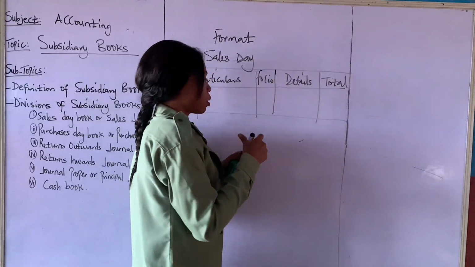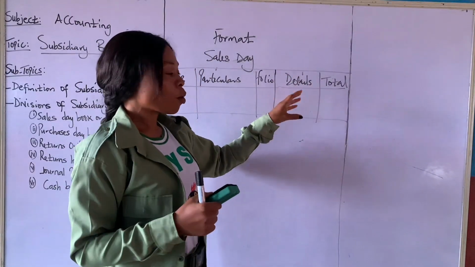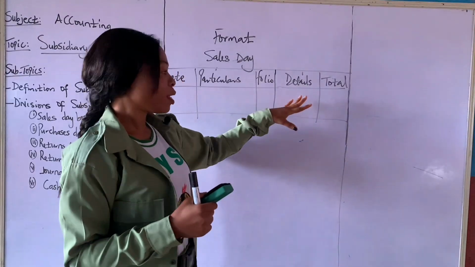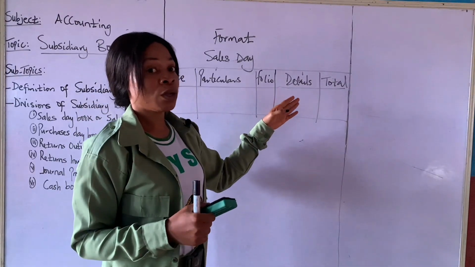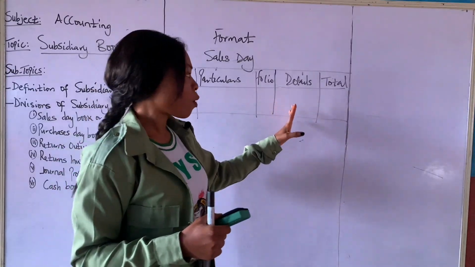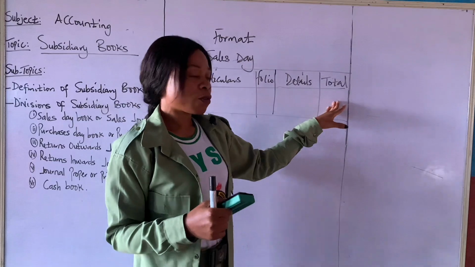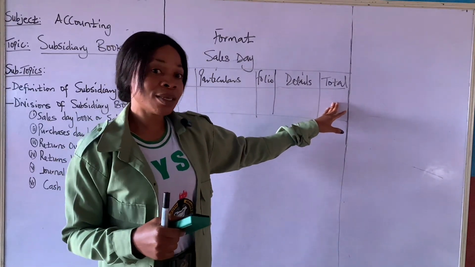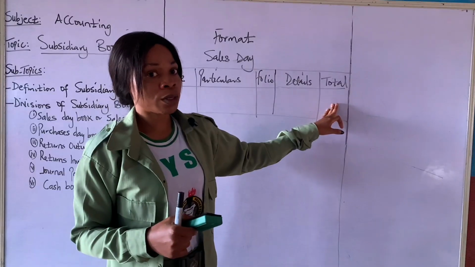While the details will display the sum of each transaction that really happened. In a situation where some discount was given, it will also reflect here. Then after the discount has been deducted, it will be posted under the total. Remember that discount has to do with the reduction in the selling price of a product.